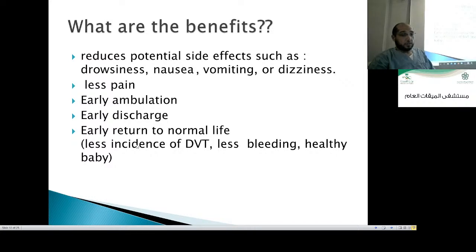Some other privileges or advantages are less incidence of DVT, less bleeding, and a healthy baby. This is very specific to spinal anesthesia with cesarean section and the pregnant lady, so spinal anesthesia is very important and truly indicated for the pregnant lady.